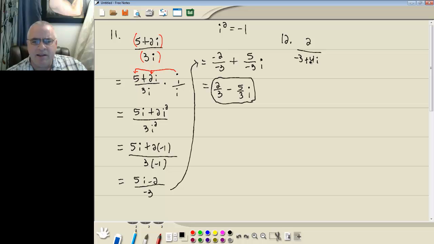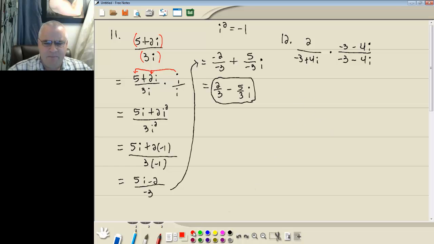Now, if you have two parts like this, a real part and an imaginary part, what you're going to do is you're going to multiply the top and bottom by the conjugate of the bottom. Conjugate means the first is the same. So this is -3, this is -3. Last is the same. This is a 4i and this is a 4i. But the sign in the middle is different. This is a positive, so this will be a negative. And again, you're going to multiply the top and bottom by the conjugate.